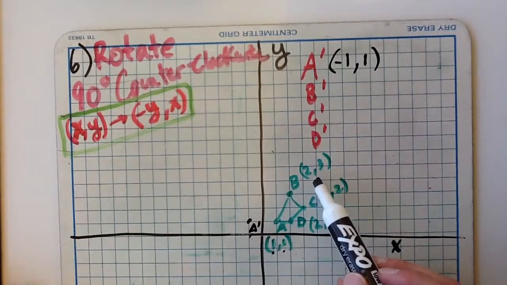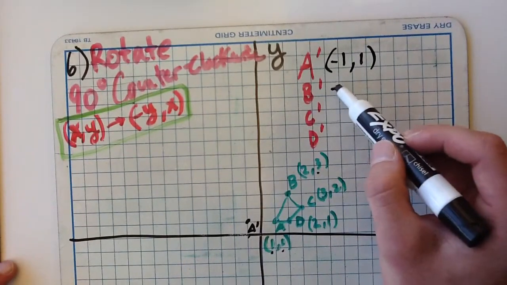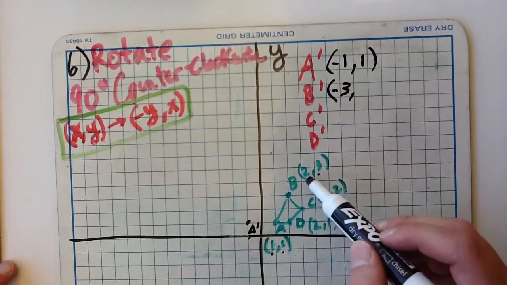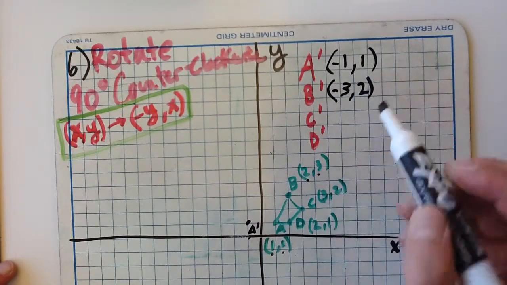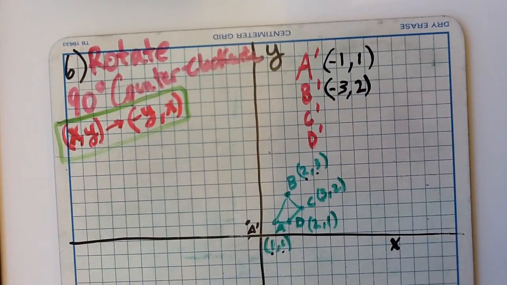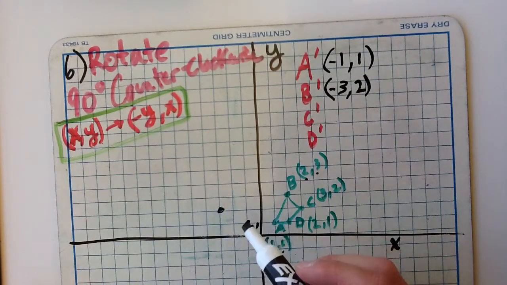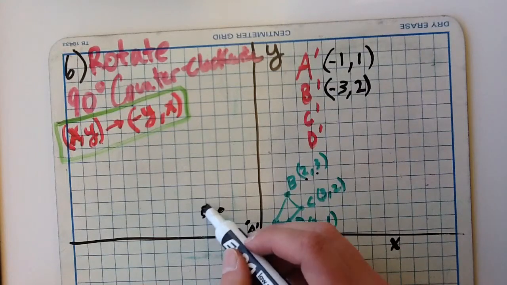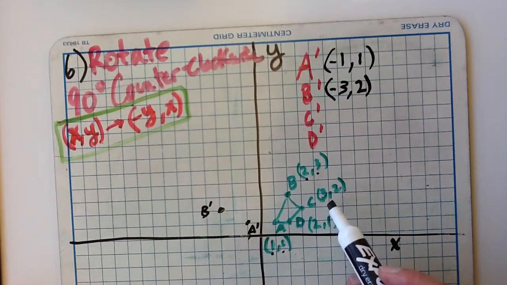B is at 2, 3. So take the opposite of 3. That's going to be negative 3. And the X coordinate becomes the Y coordinate. So 2, negative 3. 1, 2, 3, up 2, 1, 2. This is B prime. C is at 3, 2.